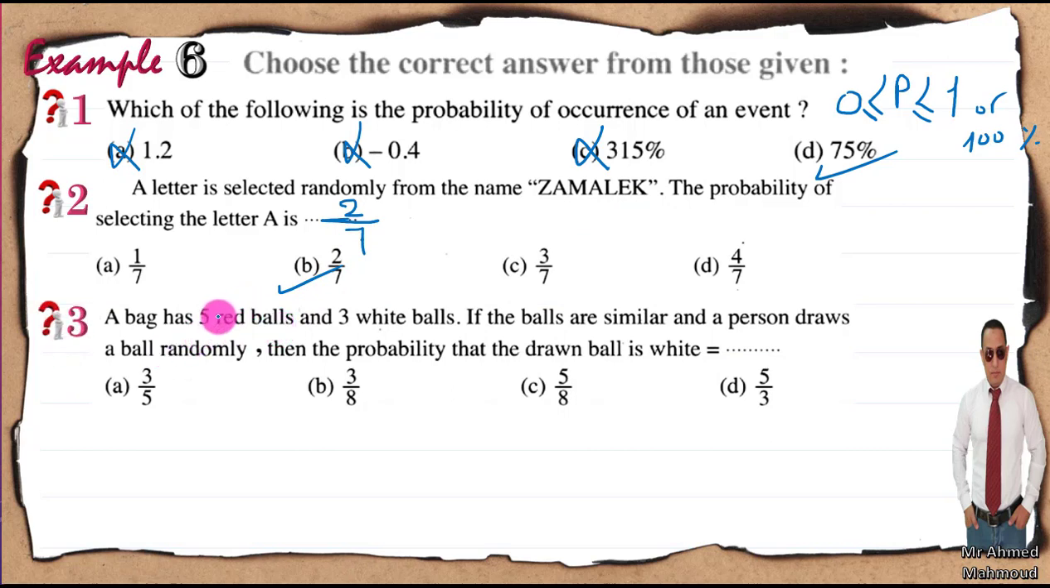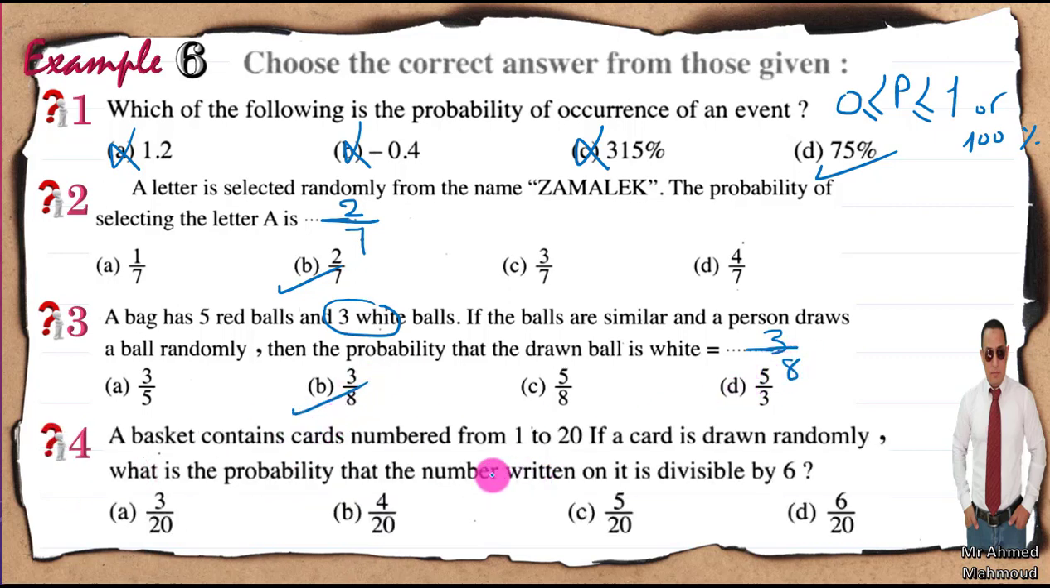A bag has 5 red balls and 3 white. So the total is 8. If the balls are similar and the person draws a ball randomly, then what is the probability that the drawn ball is white? Here we have 3 white over 8. 3 over 8.